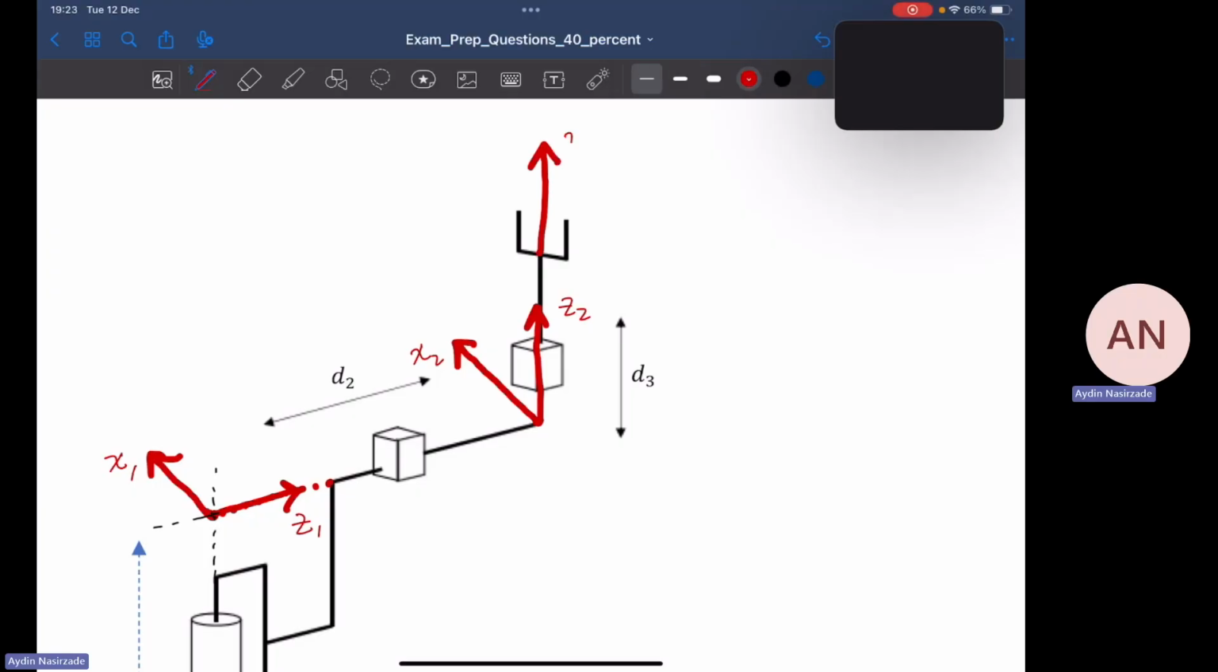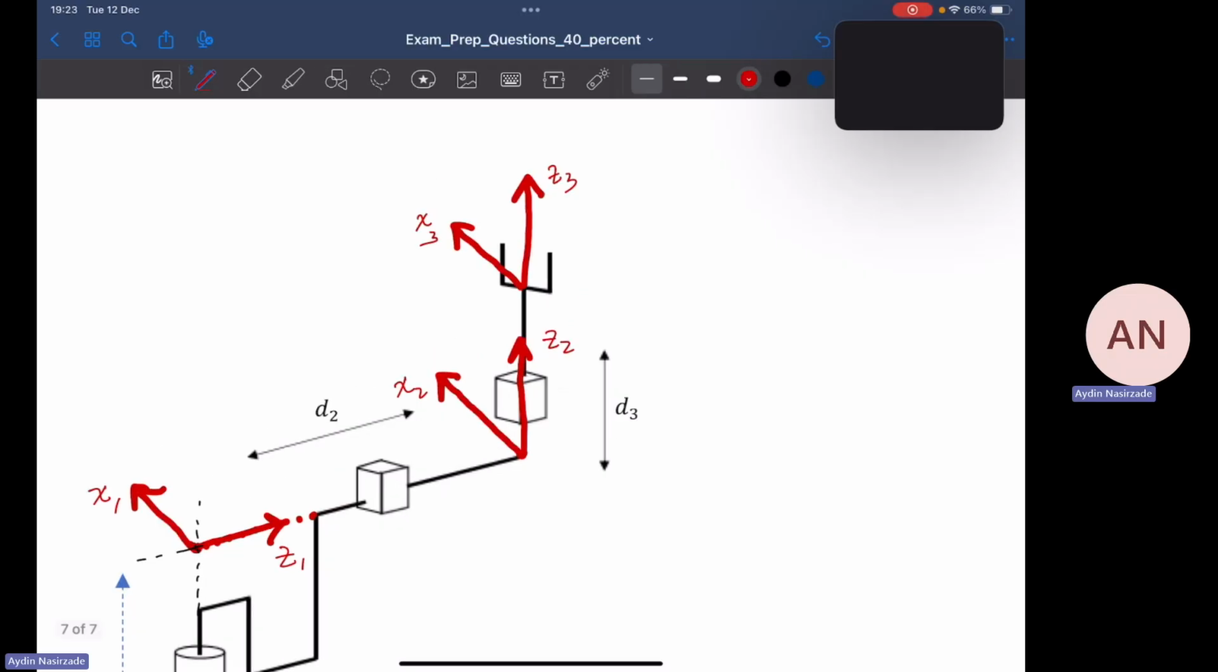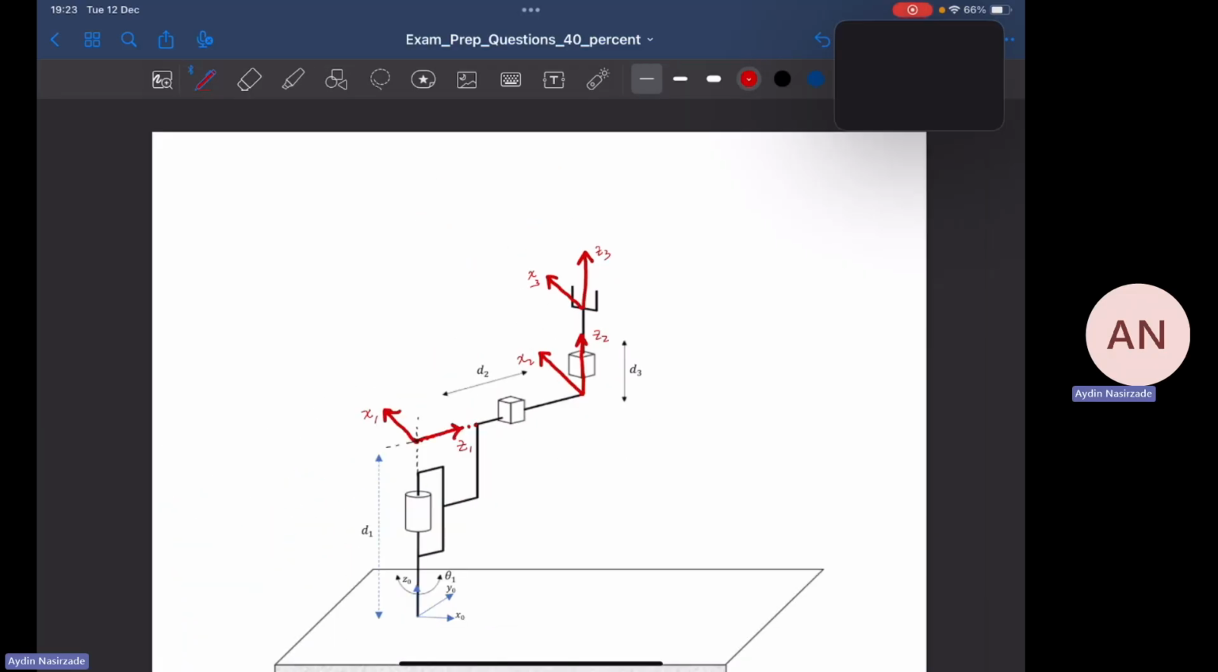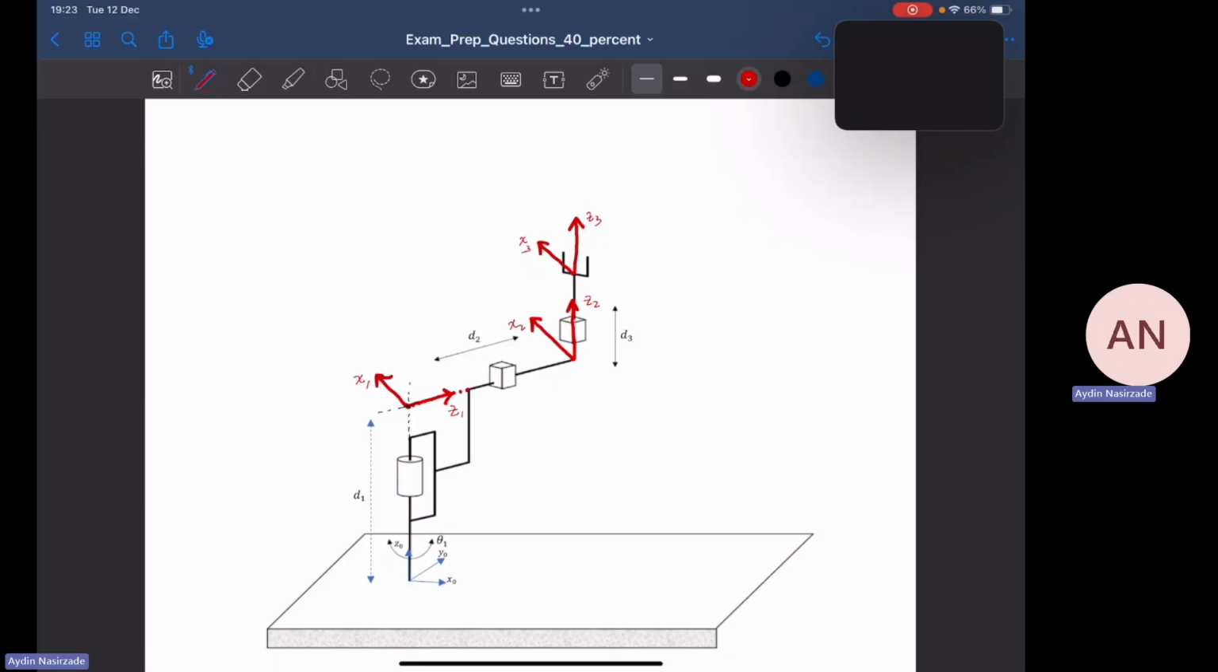Let's say this is z3, and x3 should obey the rule that we've been mentioning from the very beginning. In other words, it should be perpendicular to both z3 and z2, and it should intersect the z2 axis. Now it becomes x3. So this is frame assignment. We have assigned all of the frames. Now we can move on to the DH parameter table.